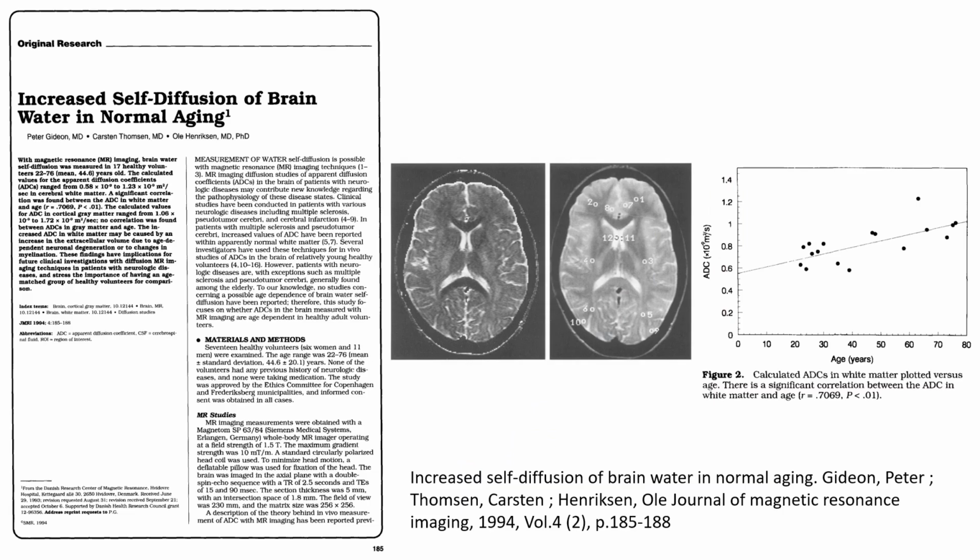Although the methods have greatly advanced over the years, it might not be surprising to know that the study of brain aging with diffusion began shortly after the initial descriptions of the diffusion MRI method, and publications date back at least 30 years now. Here's one of the earliest, if not the earliest, studies in the literature to focus specifically on aging, published in the Journal of Magnetic Resonance Imaging in 1994 by Gideon and colleagues. The main finding of the study was that there was a significant increase in the apparent diffusion coefficient with increasing age in what was called the normal appearing white matter, the non-lesioned white matter.